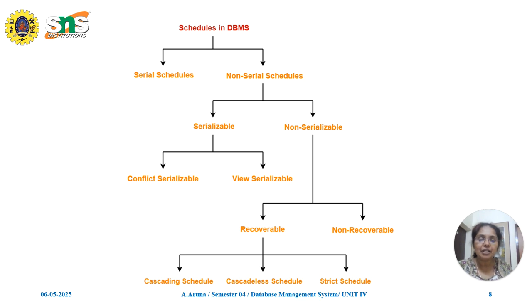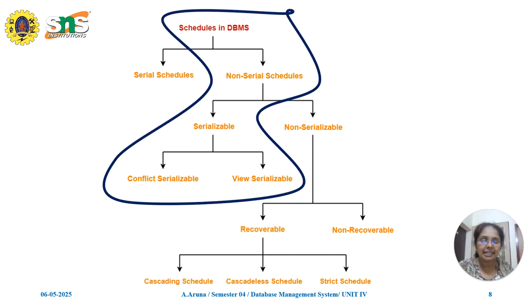A schedule can be classified into two types. One is a serial schedule, another one is a non-serial schedule. I explained this case in my previous video. And your non-serial schedule can be again subdivided into serializable and non-serializable. We can call it serializable only if it supports conflict and view serializability. Then only the particular schedule is serializable. If it is non-serializable, it will fail to be conflict serializable and it cannot be view serializable. In this case only it will move to the non-serializable schedule.